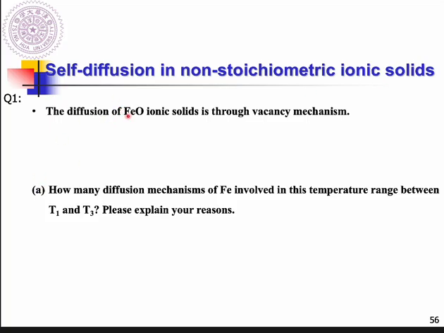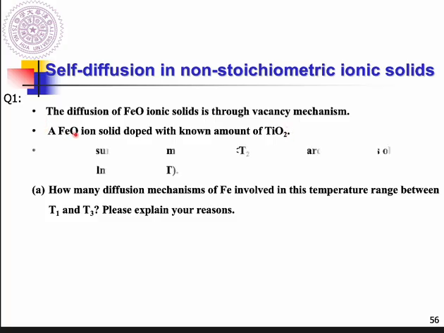The diffusion in FeO ionic solid is through a vacancy mechanism. So this is an ionic solid material, and you need to think about either Schottky or Frenkel defects to form a pair of vacancies. Now the FeO ionic solid is doped with a small amount of TiO2. So we dope TiO2 into iron oxide, FeO.